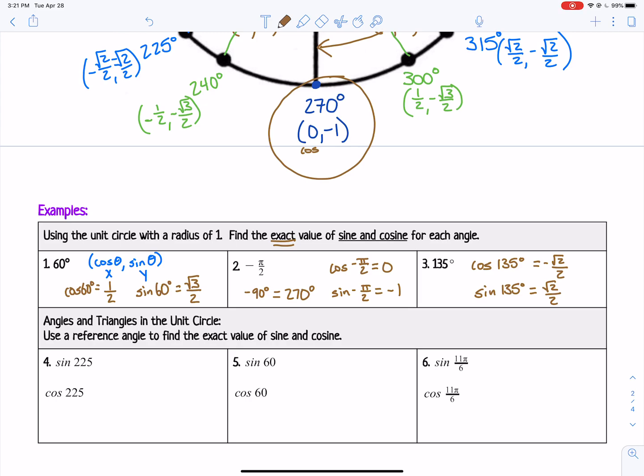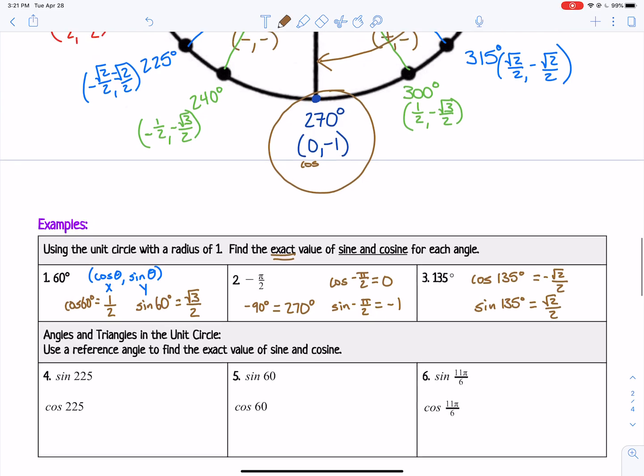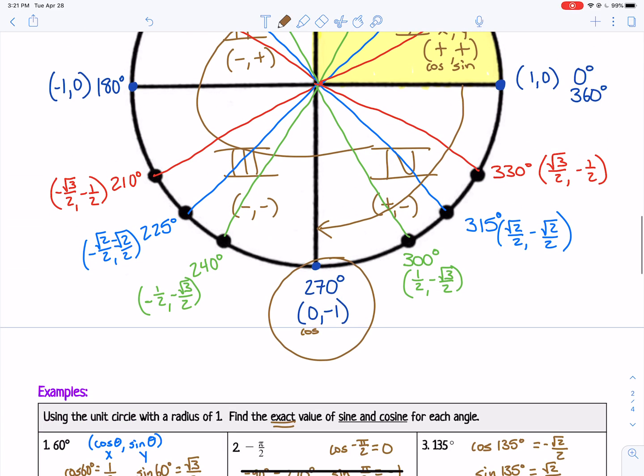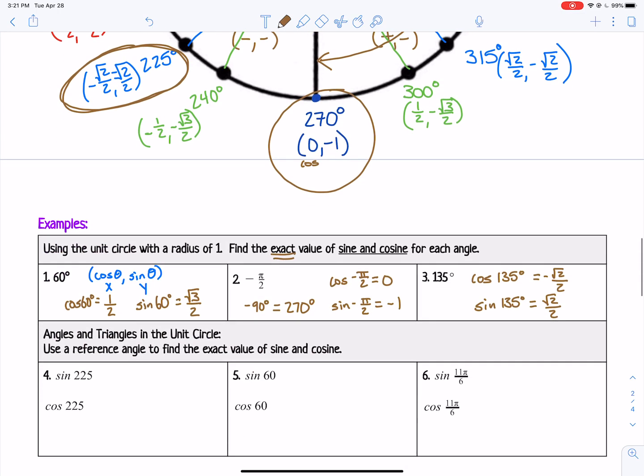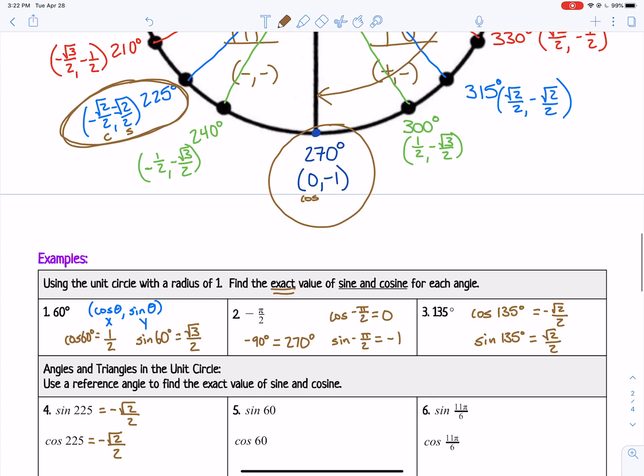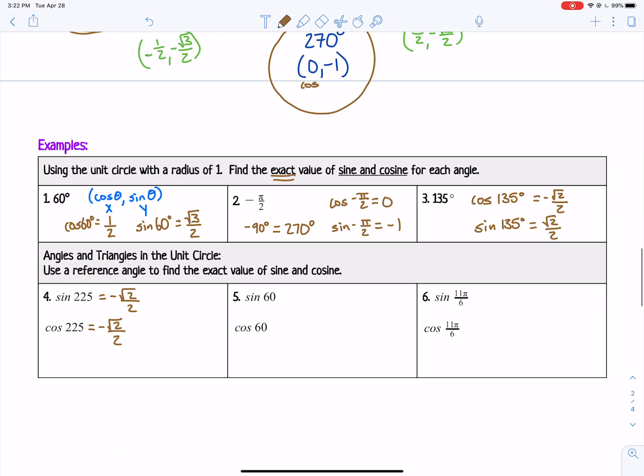So number 4, we want to find sine of 225 and cosine of 225. We go to 225 right here and you just pick them out. Cosine is like the x and sine is like the y. Sine would equal the negative square root of 2/2, but in this case, they're actually both equal to that, so we'll just write them both down. For number 5, we need the sine of 60 and the cosine of 60, which we already did in example 1.